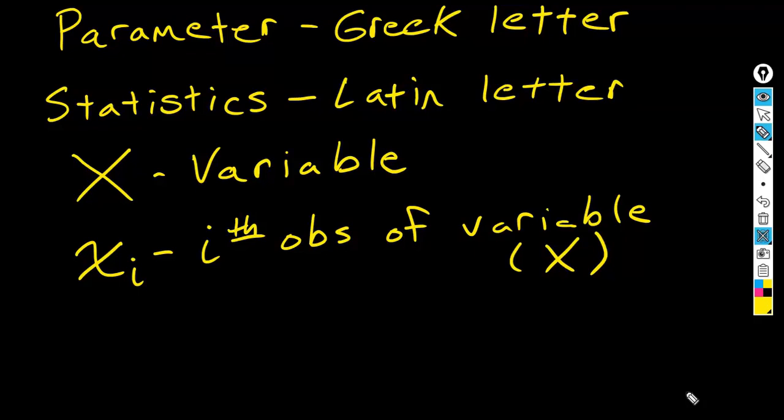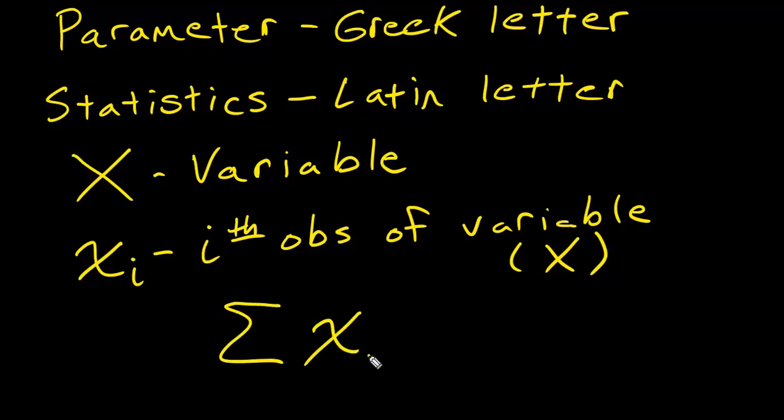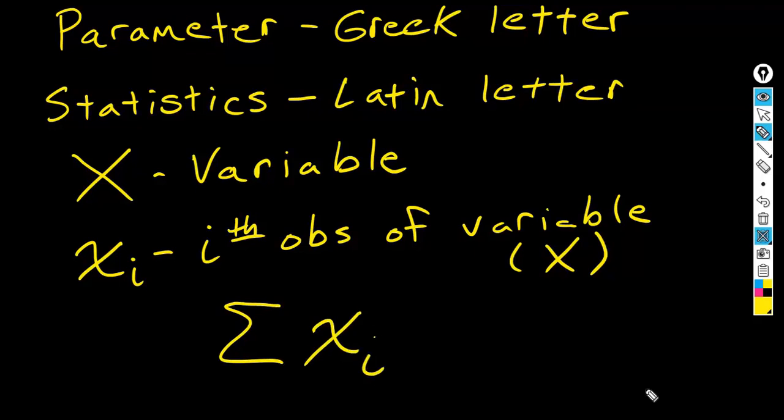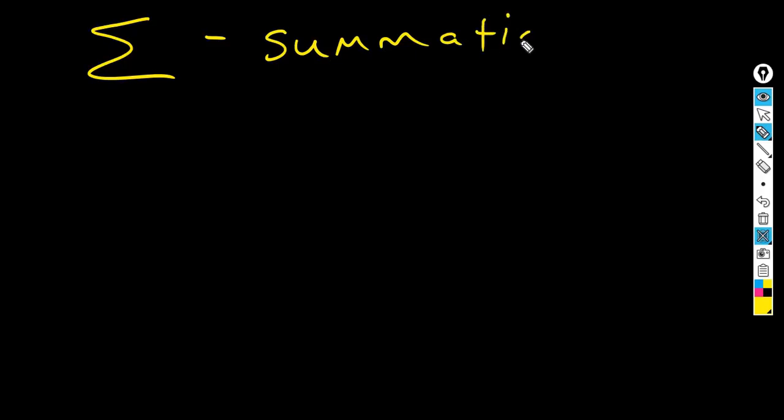A lot of times you're going to see this xi along with another symbol. It's going to look something like this. So this is the weird little thing, xi. Well, what that weird little thing is, is the summation symbol. And so this is an operator.